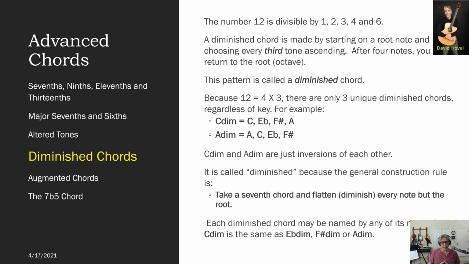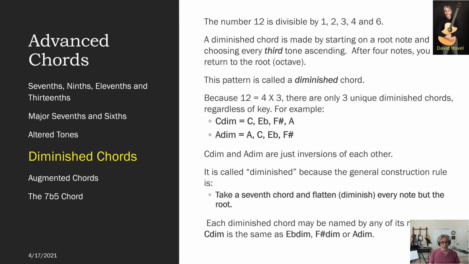The reason it's called diminished is because there was a general construction rule that a lot of jazz players followed, which is you take a 7th chord like a C7 and you flatten every note but the root. And if you follow that rule, you'll find that you get C, E flat, F sharp, A. That's just how it is. So it's diminished because you've diminished everything.